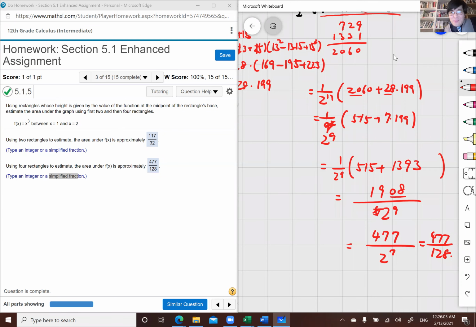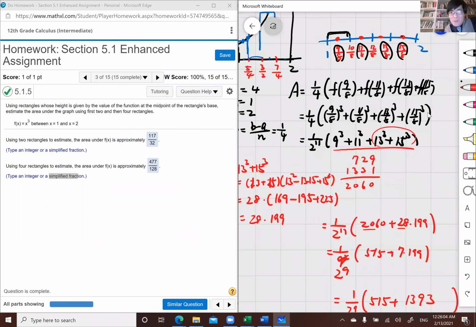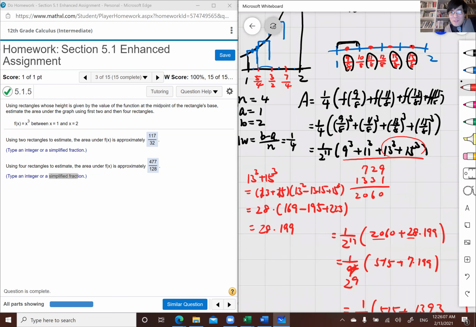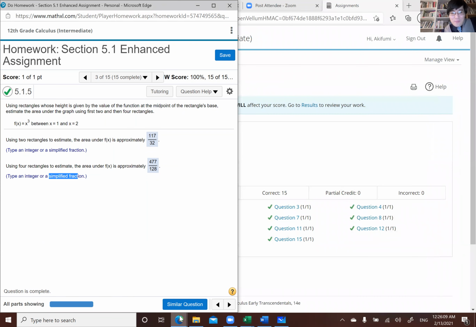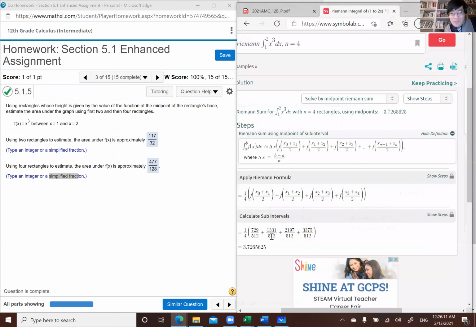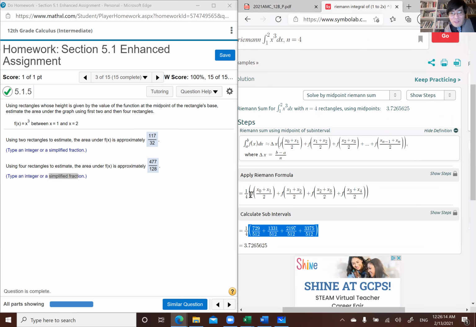Yeah, the important part is that you are able to set up the correct equation. And the good thing about Symbolab is it gives you the correct equation here, or idea here, okay?